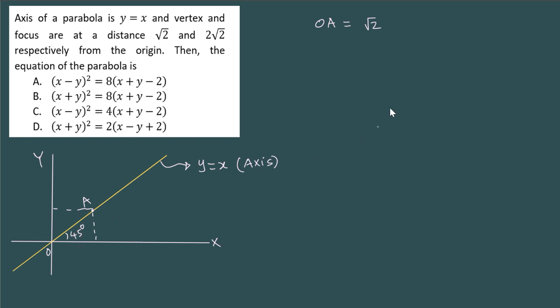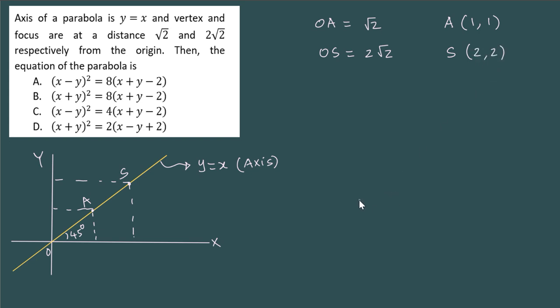So we can clearly see the coordinates of A: if I take root 2 cos 45 and then sin 45, I am sure you know this. So the coordinates of A will be simply 1 comma 1, and the focus is at a distance OS. This is at a distance 2 root 2. And then again, if you project it onto the x-axis and y-axis, you will get the coordinates of the focus, which are clearly 2 comma 2.